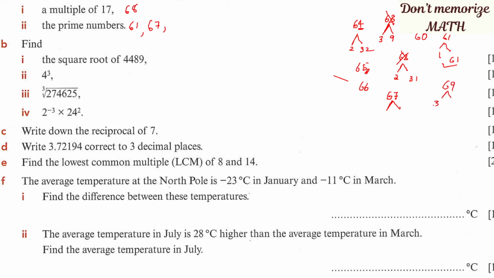69, you can, it will be a multiple of 3. Okay, so it is not a prime number. 70 is an even number. 71. What about 71? Can we split it in any way? No. So 71 is prime.